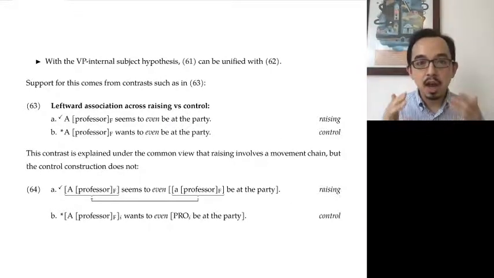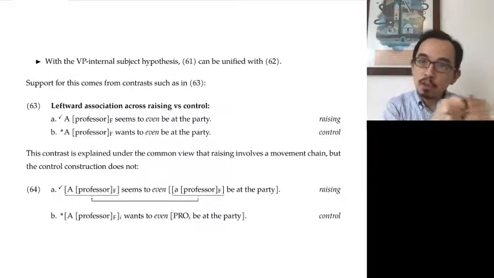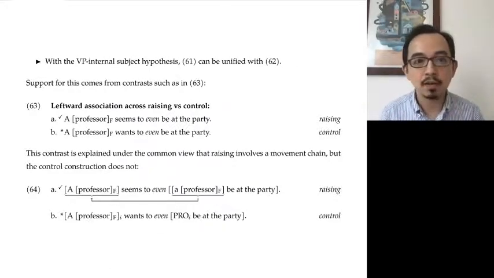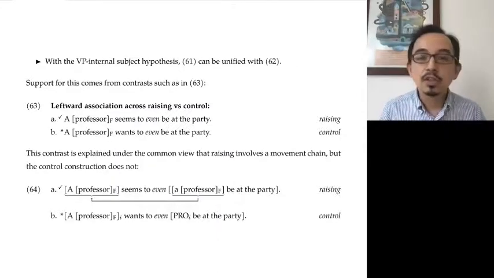And the observation that the lower position is actually crucial as well, further evidence for that comes from a difference between raising and control. So here's one argument for that in 63. A professor seems to even be at the party is fine, versus a professor wants to even be at the party is quite strange.